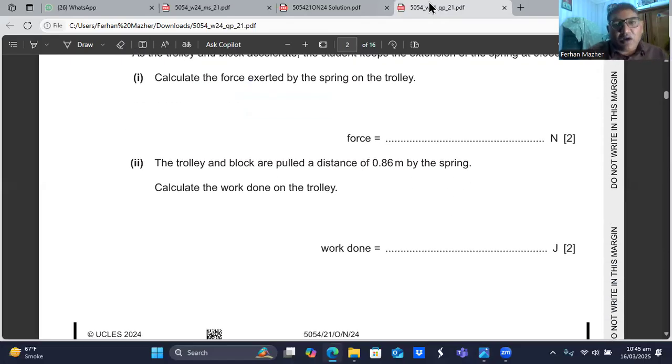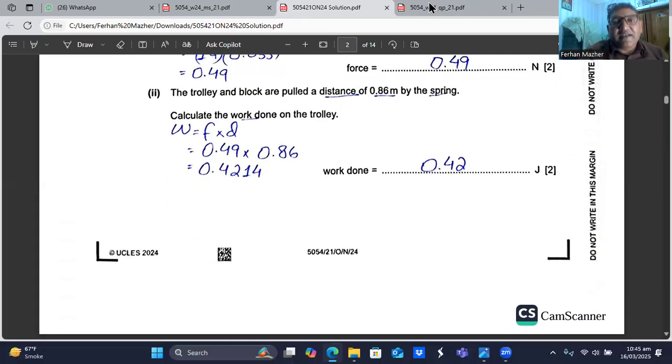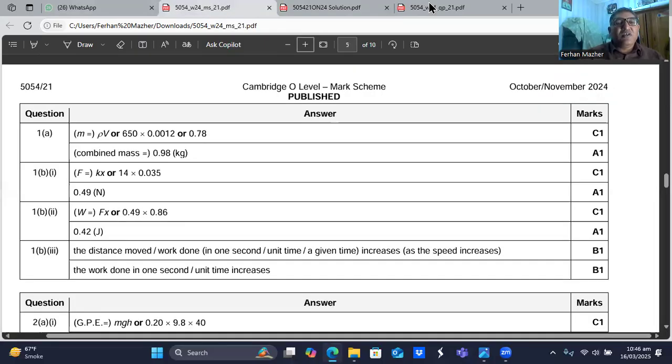Then it says the trolley and block are pulled a distance of 0.86 meter by the spring. Calculate the work done on the trolley. Because the surface is frictionless, the force which we have applied is the resultant force because there is no friction. The work done is equal to the force multiplied by the distance traveled in the direction of the force. We know the force, which is 0.49 Newton, and the distance traveled by the trolley, that is 0.86 meters. You simply multiply them and you will get the work done. So 0.4214 is the answer. When you round it off, it is almost 0.42 joules. 0.42 joule is the right answer.